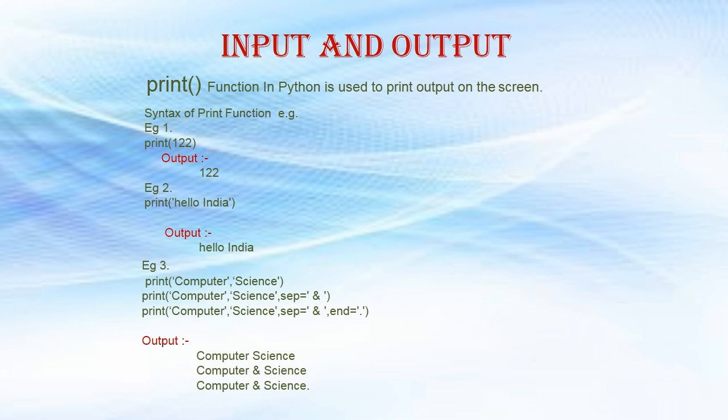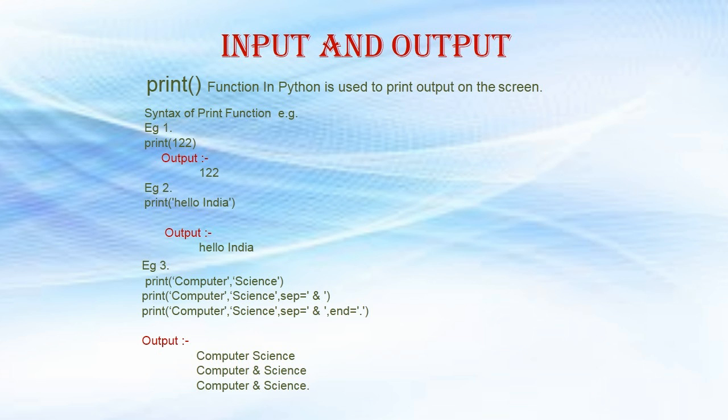So the syntax of the print function is print and in brackets. Whenever we use any function, we use brackets or parentheses with it. A function is identified with brackets or parentheses. Anything written before parentheses or brackets is a function. So print, and in parentheses we have written 122, and the output will be 122, which means it is an instruction or a command given to the program by the user to print the number, right? And the second example is print hello India.